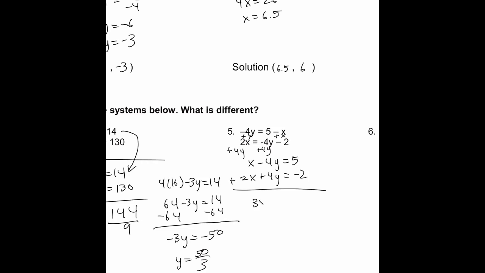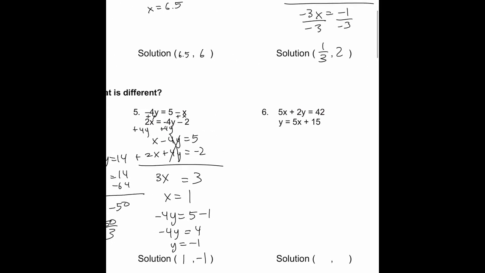Combine, that's 3x, eliminate, positive 3, x is equal to 1. Okay, again, once you get that, plug it into one of them. So negative 4y is equal to 5 minus 1, which is 4. And solve for y, and you get y is equal to negative 1. So if x is 1, y is negative 1.